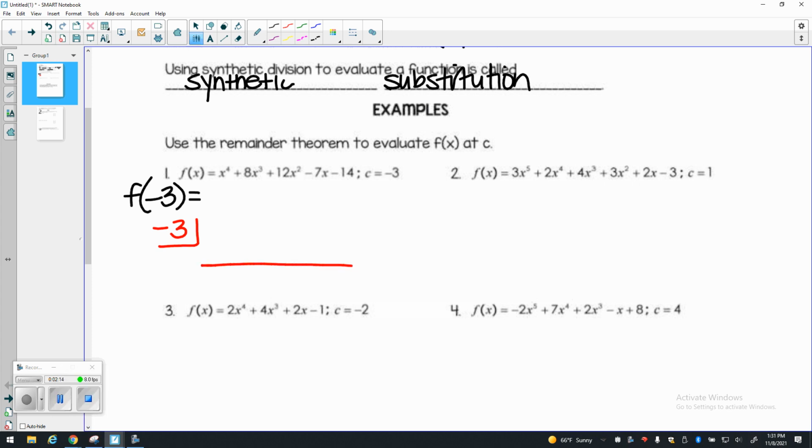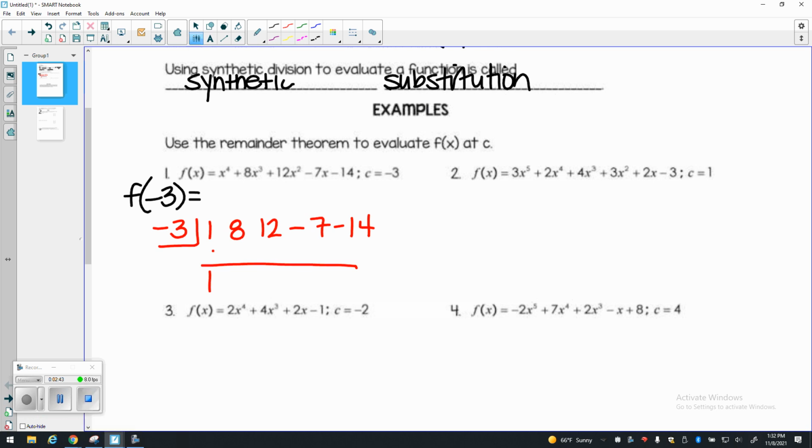I'm going to draw my line. And I have to put what? I need my coefficients in order, correct? And if I'm missing a term, I must put in a 0. So I have 1, 8, 12, -7, and -14. Yes? Just like what we did on Friday, right? Synthetic division listed out. What do I do first? Bring down that first term. Boom.